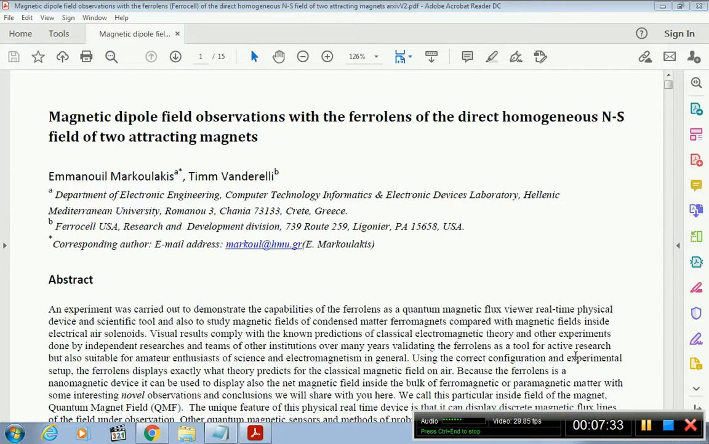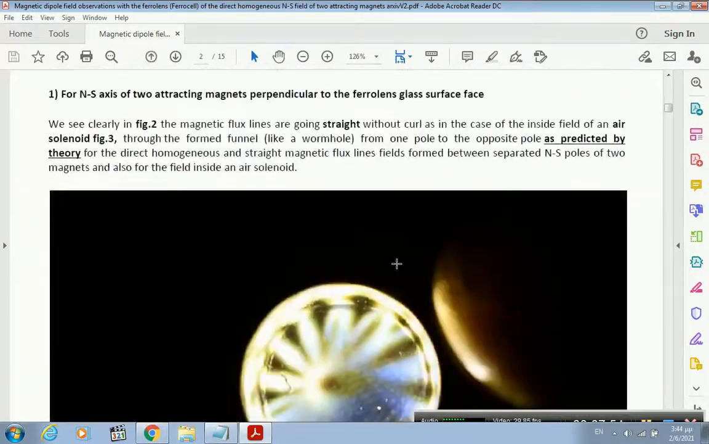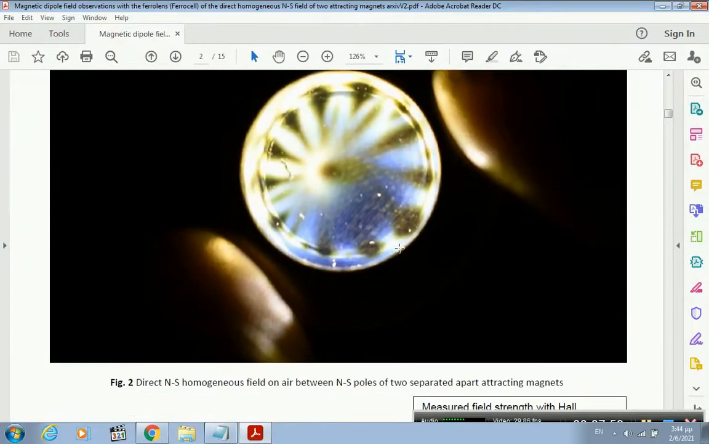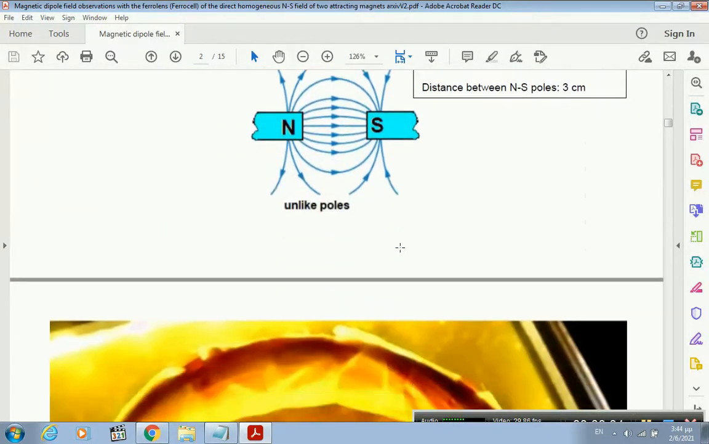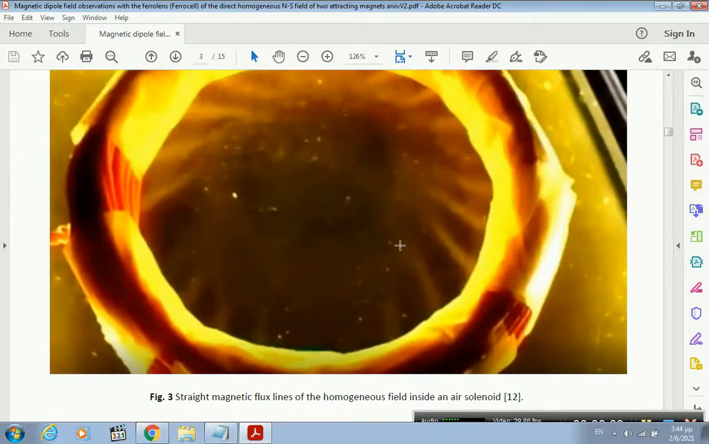Firstly, to say that this creator is saying that the ferrocell is not showing magnetic lines of force, therefore it's not a magnetic sensor. To say this, firstly, we have proven this with actual experiments, not simulation, that the ferrocell is showing correctly, with 2 different experiments, a magnetic flux as predicted by theory of the homogeneous field between the poles of magnets, and also the homogeneous field inside a solenoid.